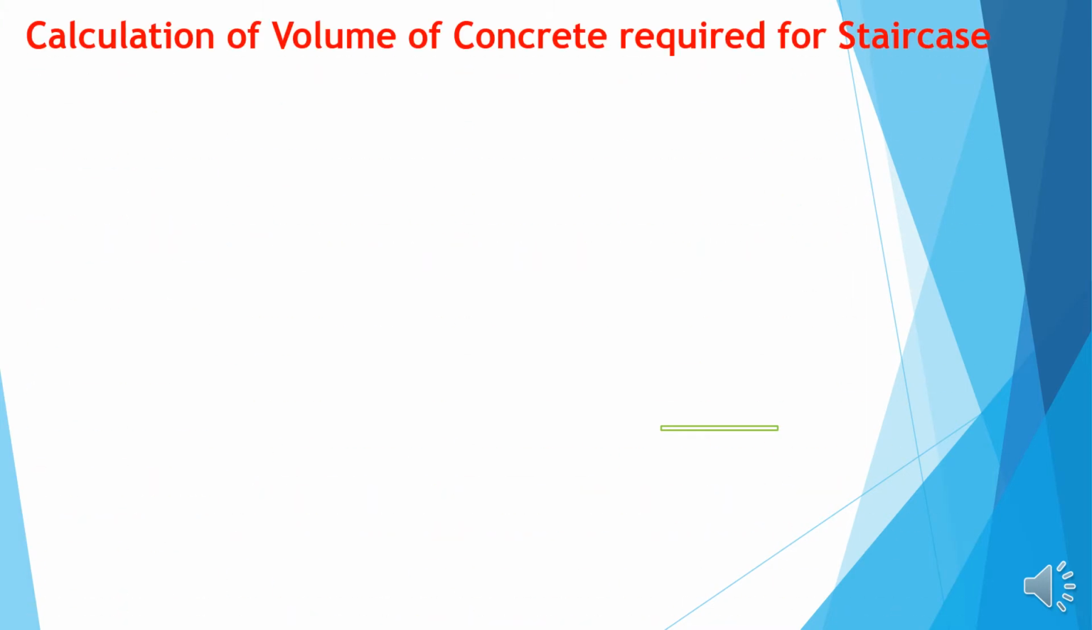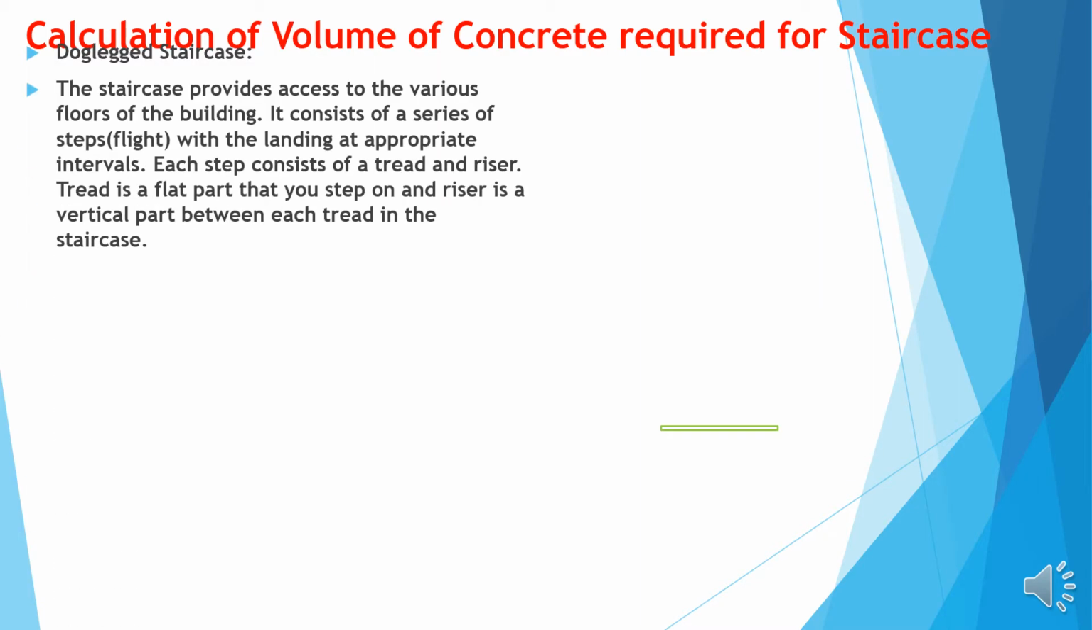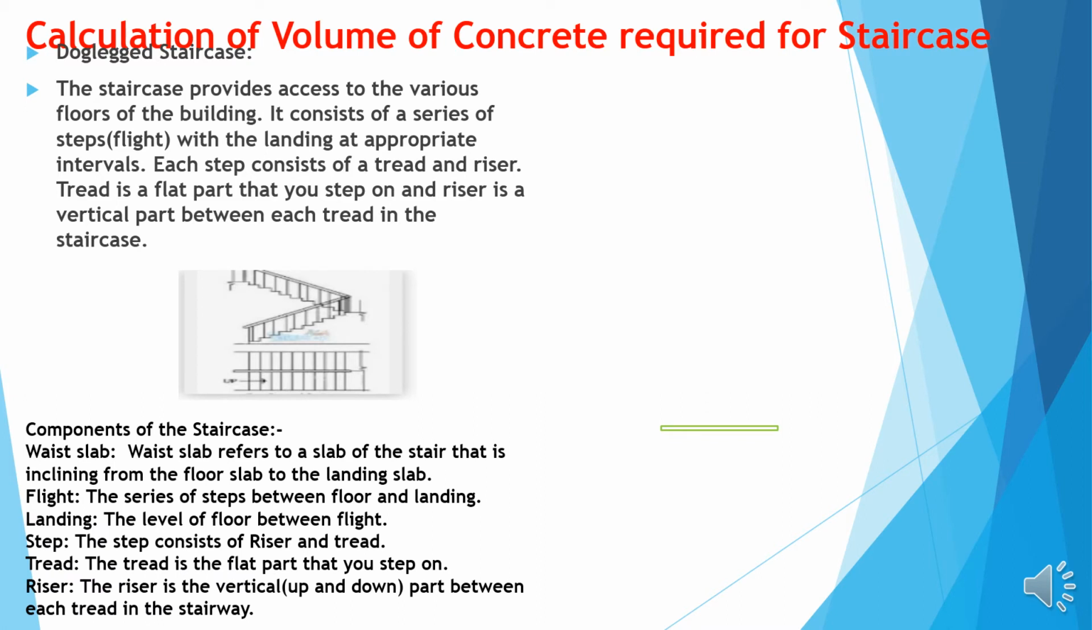Calculation of volume of concreting required for a staircase. Dog-legged staircases. This staircase provides access to the various floors of the building. It consists of a series of steps, that is a flight, with the landing at appropriate intervals. Each step consists of a tread and a riser. Tread is a flat part wherein you are stepping in, and riser is a vertical part between each tread in the staircase. This image will explain what is meant by a dog-leg staircase.